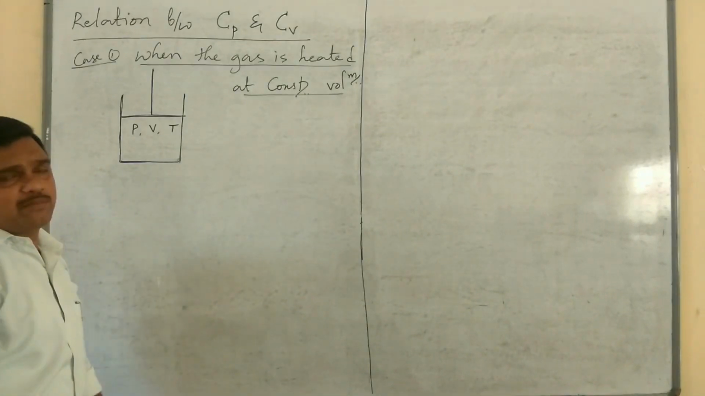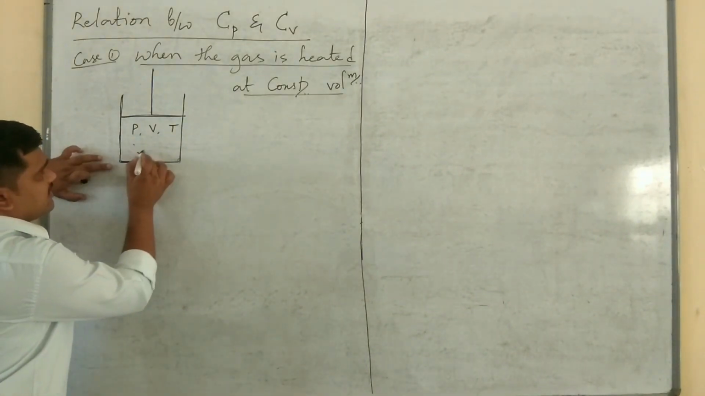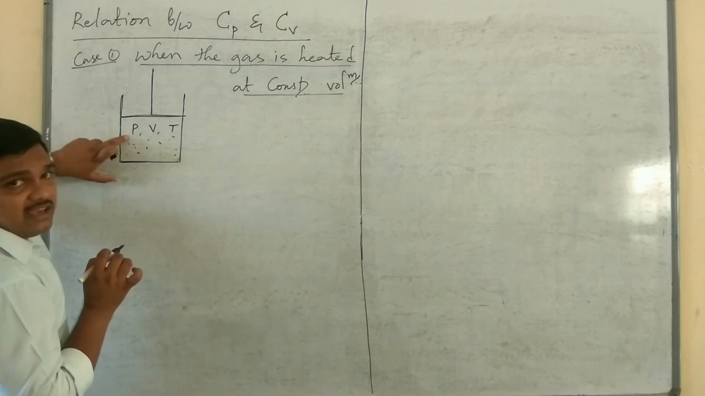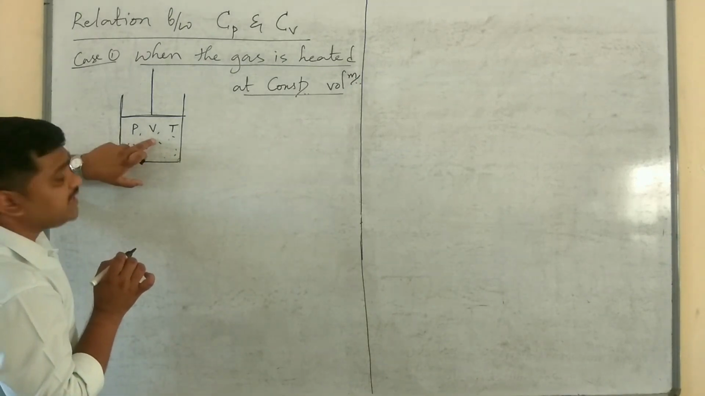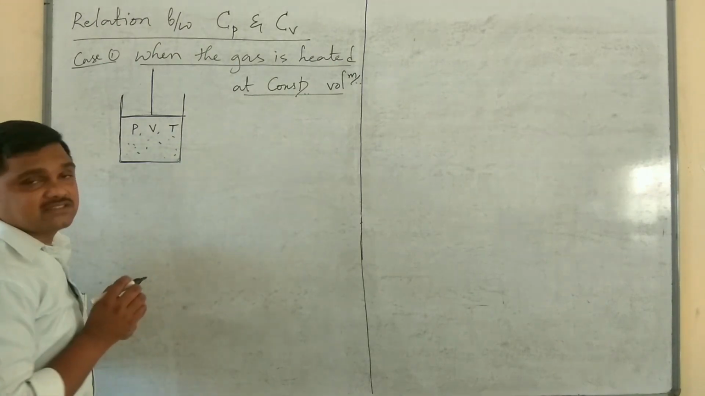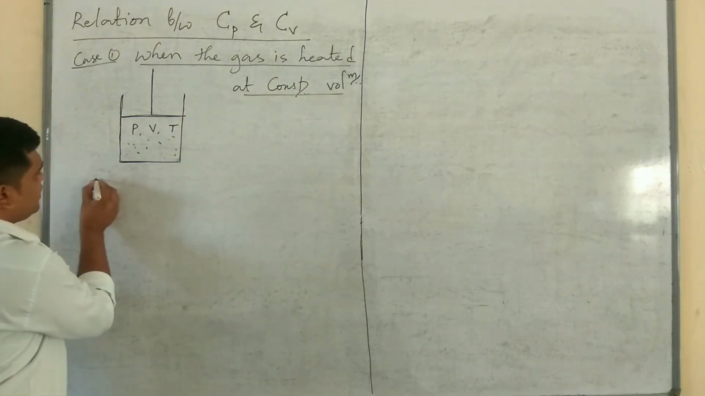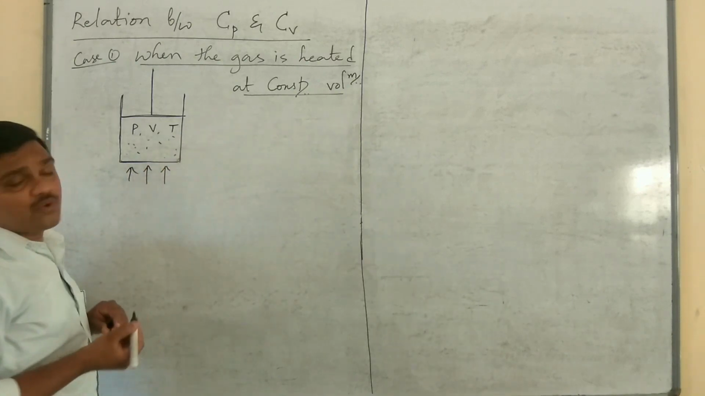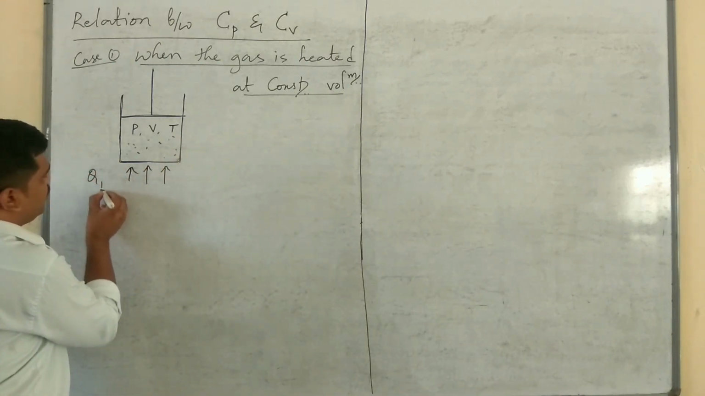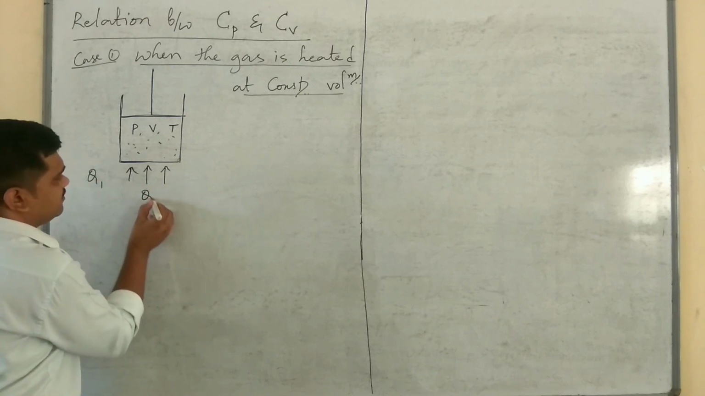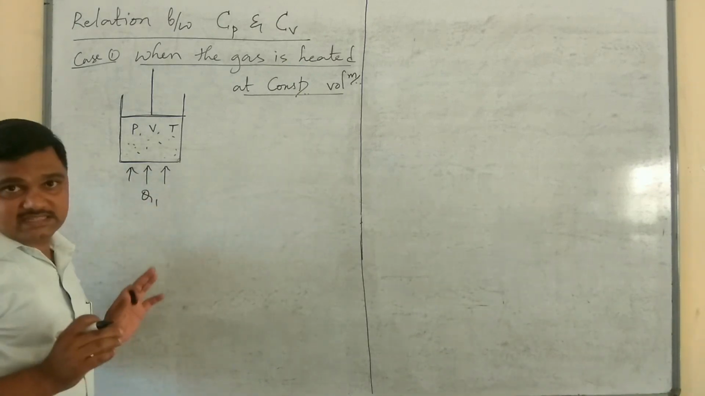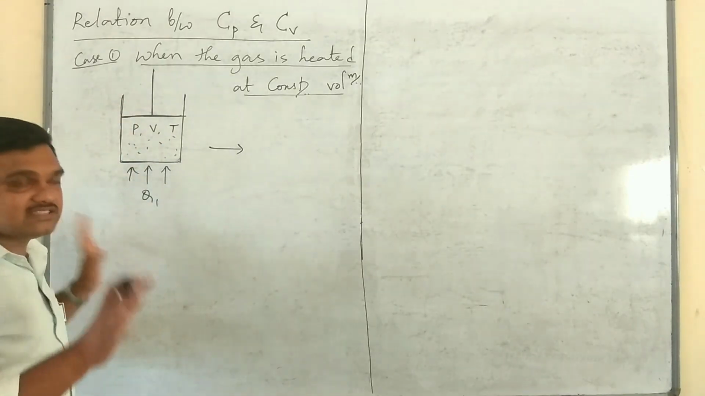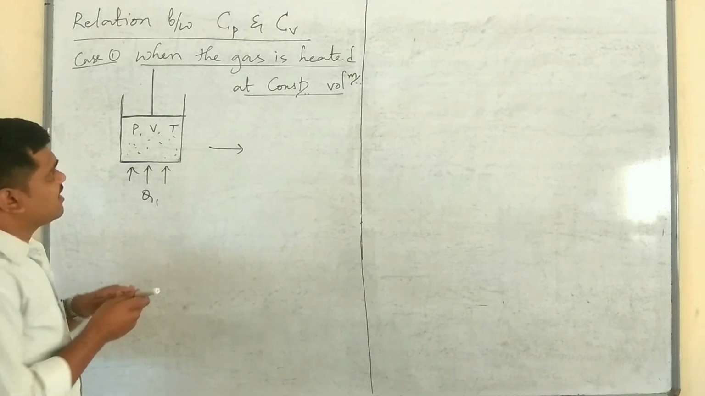Under such a condition, what happens? It's 1 mole of an ideal gas. P is the initial pressure, V is the initial volume, and T is the initial temperature. Now we will heat the gas at constant volume first. Let Q1 be the amount of heat given to the gas. Its pressure and temperature will change, its volume remains constant.